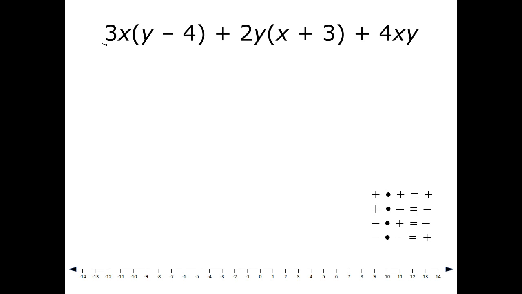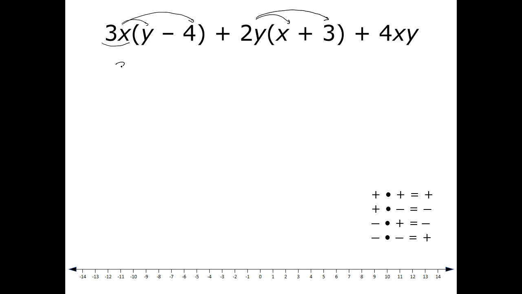So whatever's in front of the parentheses is going to multiply everything that's inside of the parentheses. Whatever's in front of this parentheses is going to multiply everything that's inside. Once I've done those multiplications, I can go ahead and combine like terms. So I'm going to do this one first.